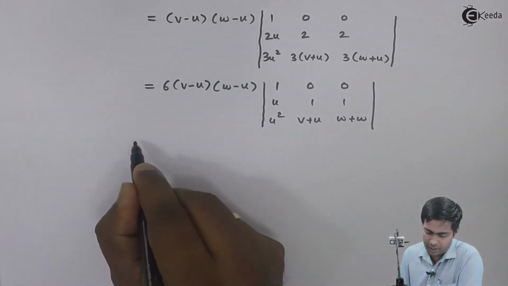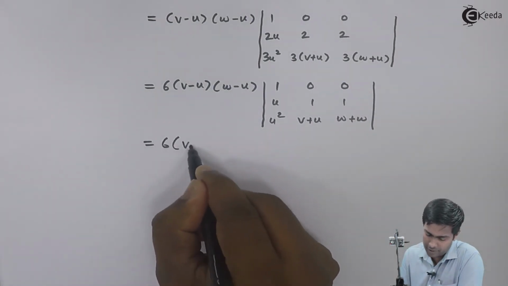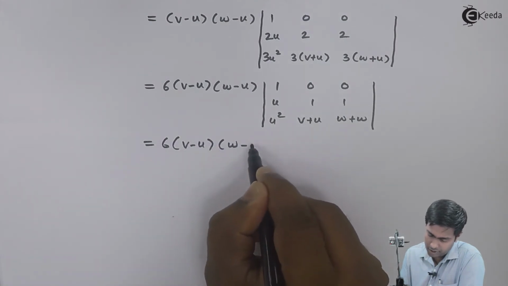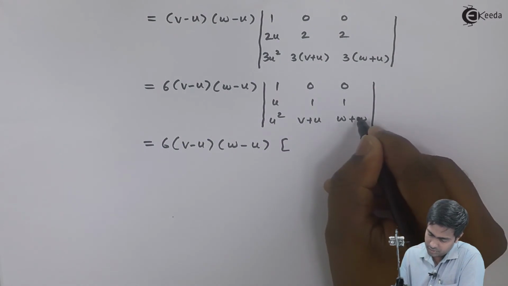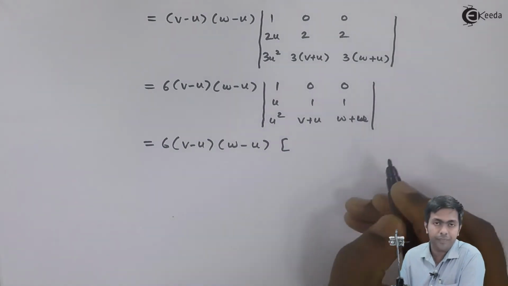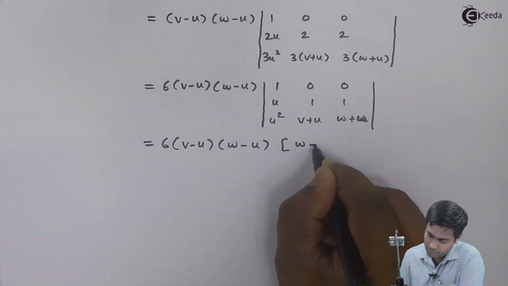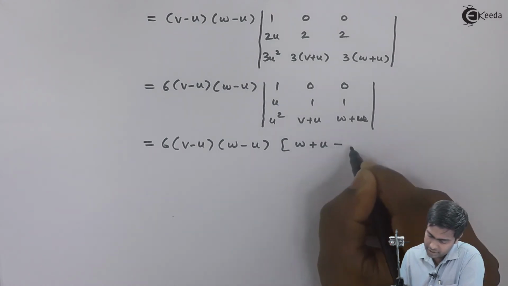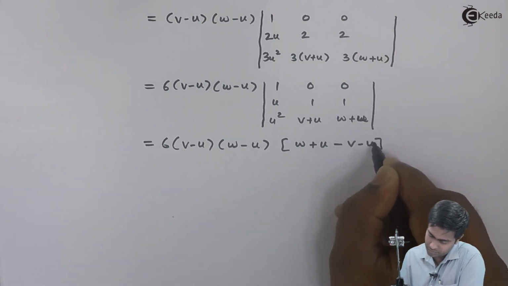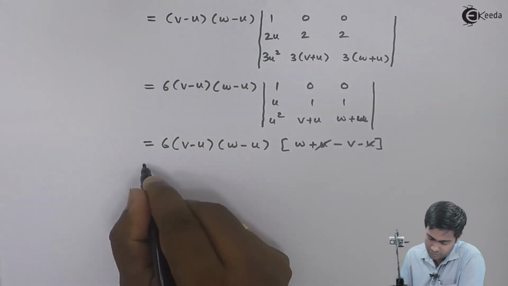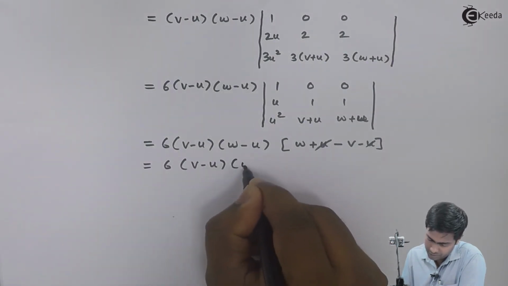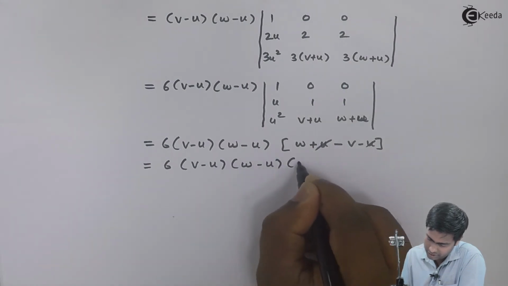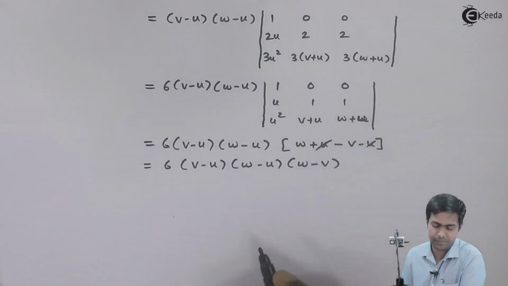Now let's solve the determinant. We'll get 6 times v minus u, w minus u into, this is u, so here we'll get w plus u minus v minus u. So from here we are getting 6 times v minus u, w minus u and w minus v.